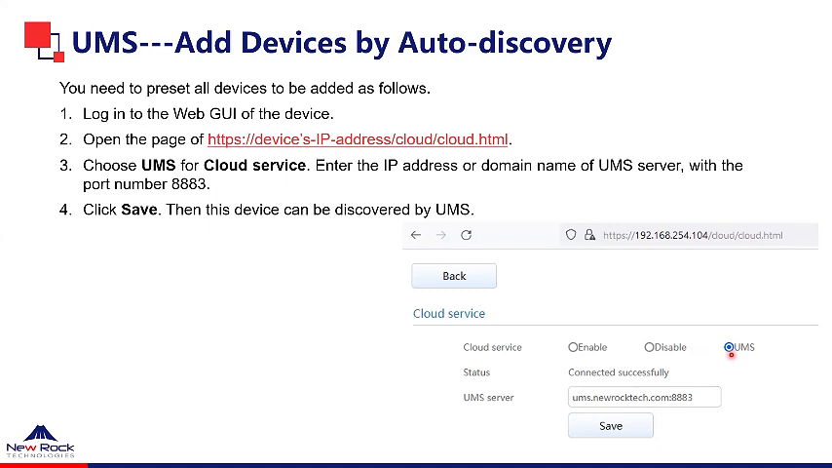And you need to enter the domain name. This is the domain name, ums.newrocktech.com. And this is the port number to be used, 8883. Then click save. After that, wait until "connected successfully" shows on the cloud service. This means that the device can be discovered by UMS.